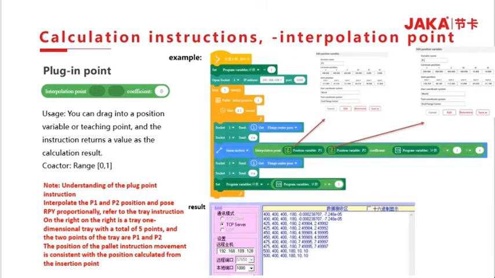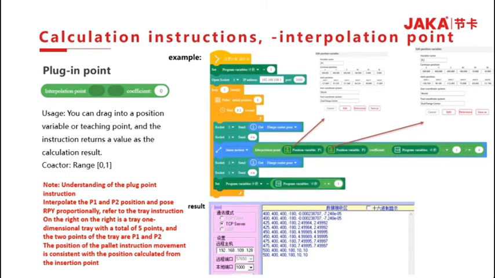The following figure shows the result of 5 pallet movements and 5 interpolation point calculations. Understanding of the interpolation point instruction: it calculates the positions between P1 and P2 according to the proportional difference. Refer to the pallet instruction. The pallet in the right picture is a one-dimensional pallet with a total of 5 points. The 2 points of the pallet are P1 and P2. The position of the pallet movement is consistent with the result of the position calculated by the interpolation point.